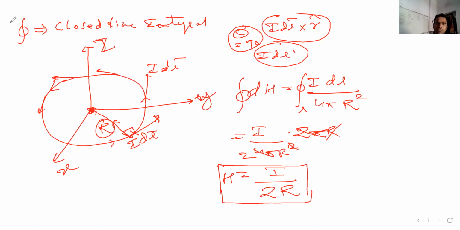Fine. So this was our second application's first part, at the center. Any doubt in this? No, sir. Okay. Next we can go for the same thing, same diagram.